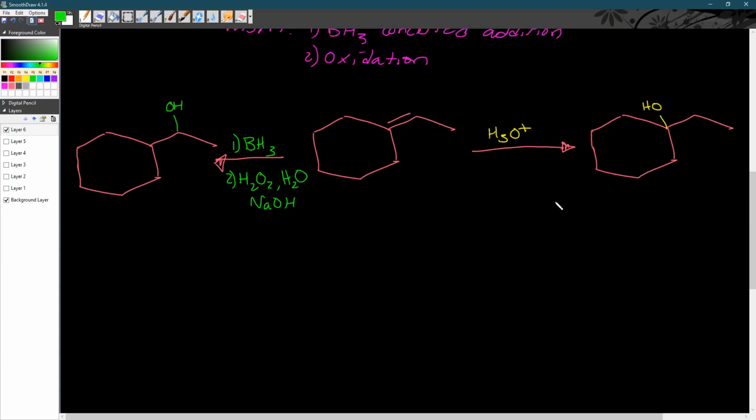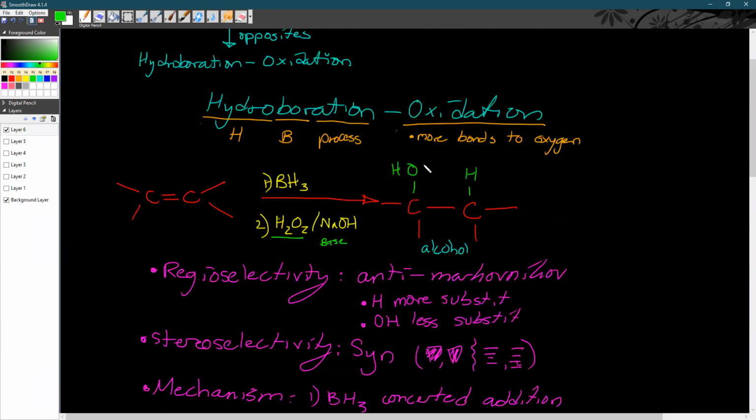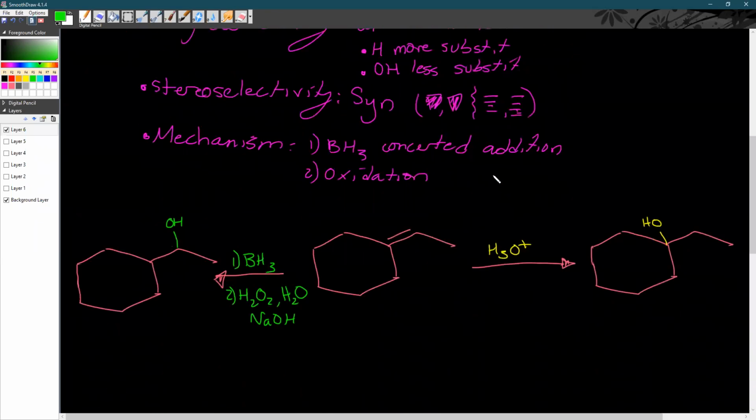Now you might be wondering, well, what happens to this BH3? What happens to it that it just suddenly disappears, right? And what I want to tell you is that we add the boron, but what happens is that the oxygen in the hydrogen peroxide replaces it. So we do add this in, but then we kick it off and we replace it with an oxygen, which is where we're adding that hydrogen, more bonds to oxygen, I should say.